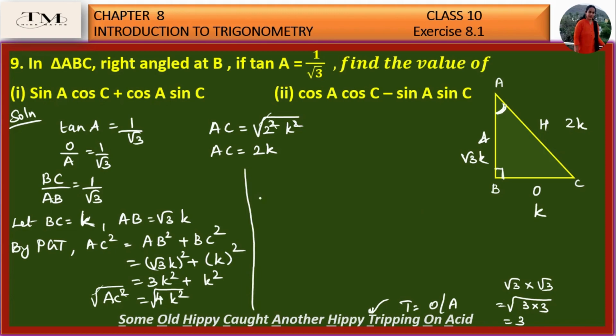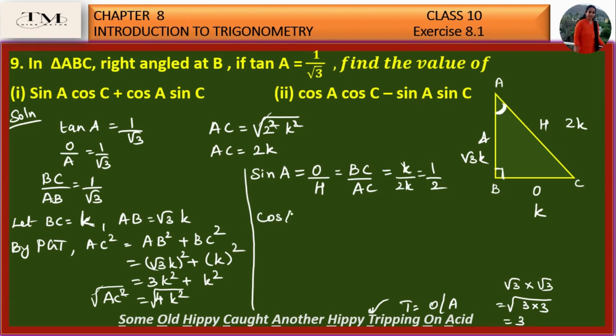Okay, children. So what is the value of sin A? So first let us take this angle. According to this angle A, opposite side is BC. So sine is nothing but opposite by hypotenuse. Some old hippie. It means sine is equal to O by H, opposite by hypotenuse. So opposite side is BC. Hypotenuse side is AC. Which is equal to BC is k, AC is 2k. So k gets cancelled. So the answer is 1 by 2.